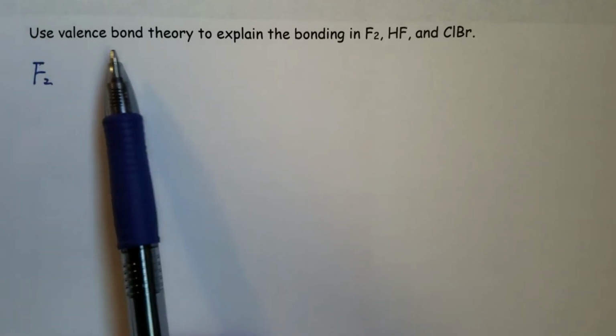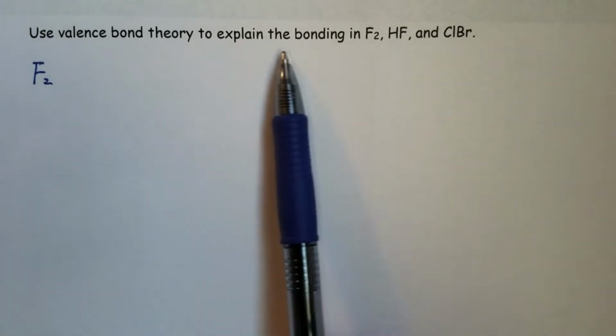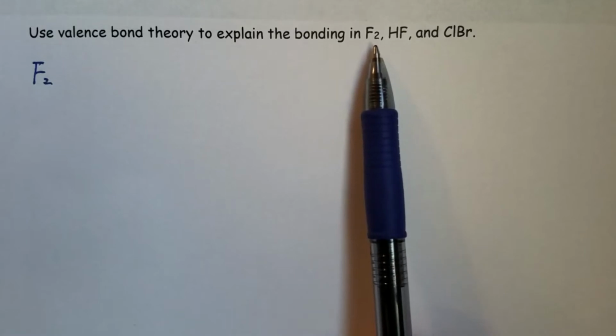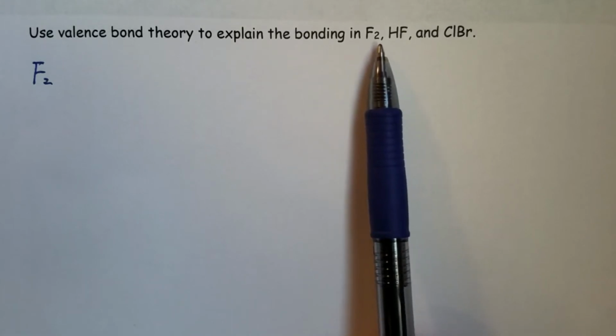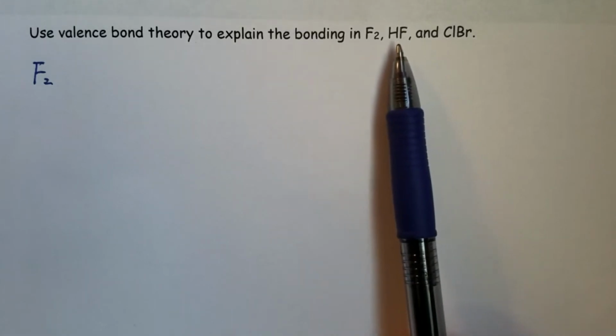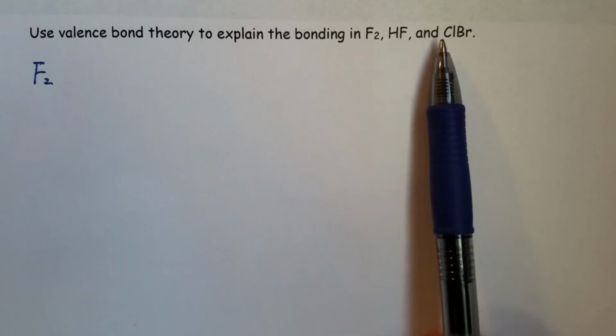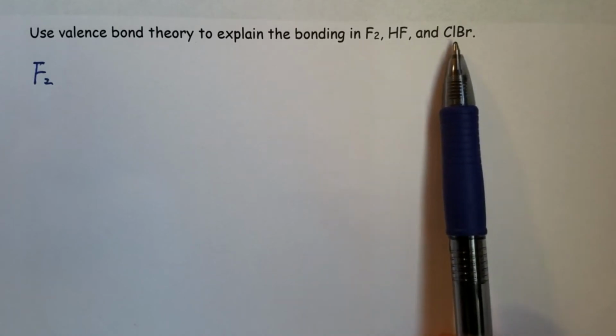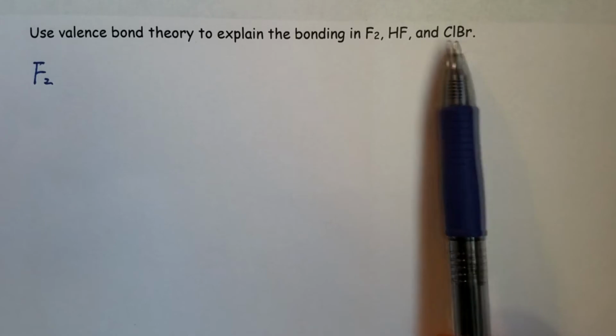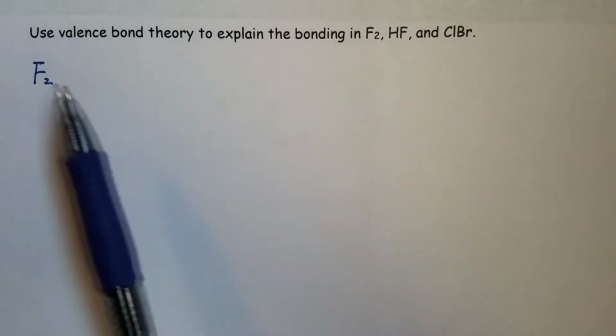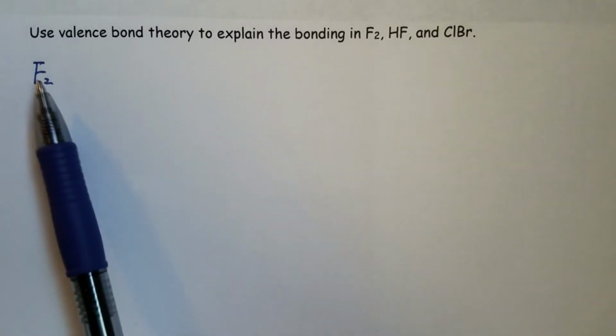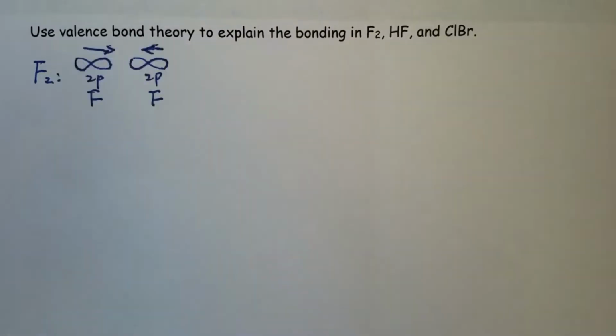Use valence bond theory to explain the bonding in fluorine, hydrogen fluoride, and chlorine bromide in those three molecules. First, let's work on the fluorine F2 molecule.